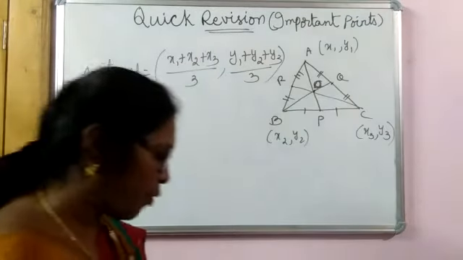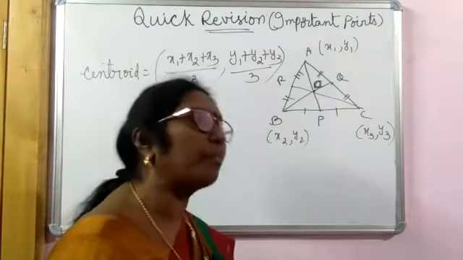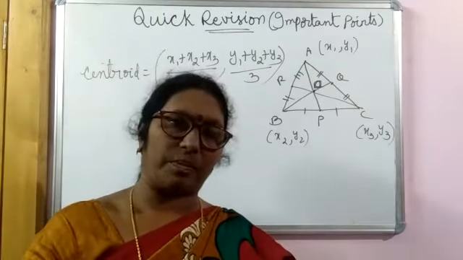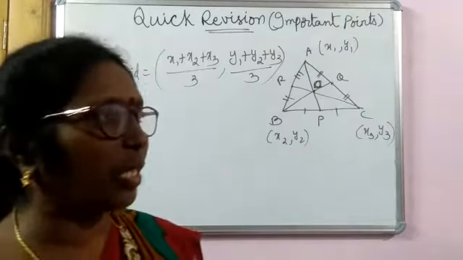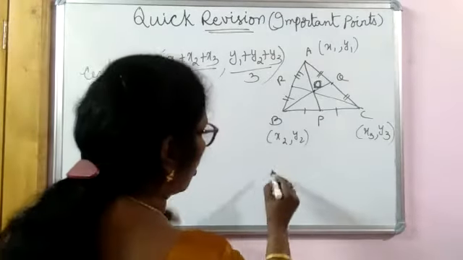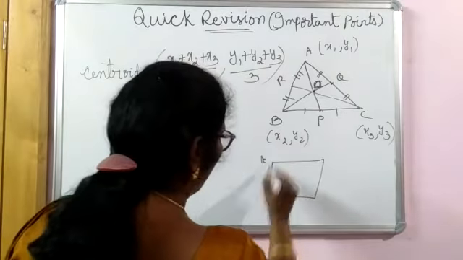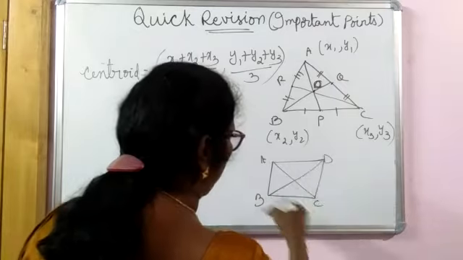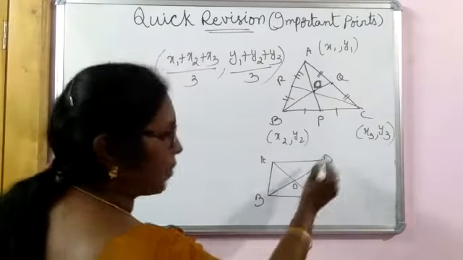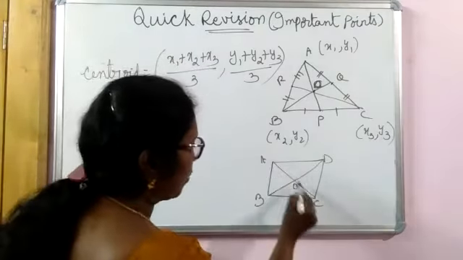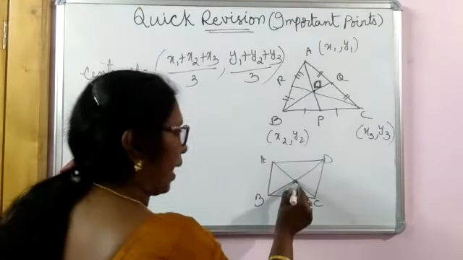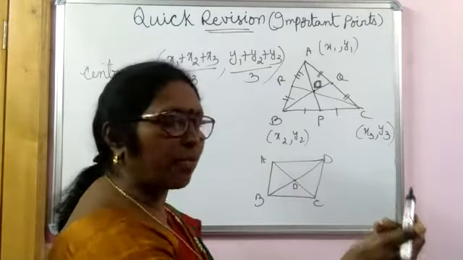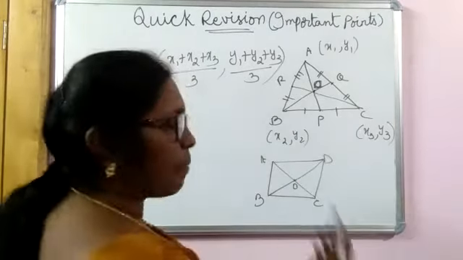If you want to show that ABCD is a parallelogram, you know that in a parallelogram, the diagonals bisect each other. In order to show that ABCD is a parallelogram, if O is the point of intersection of the diagonals, you find the midpoint of AC and the midpoint of BD. If they are the same, yes, it is a parallelogram.